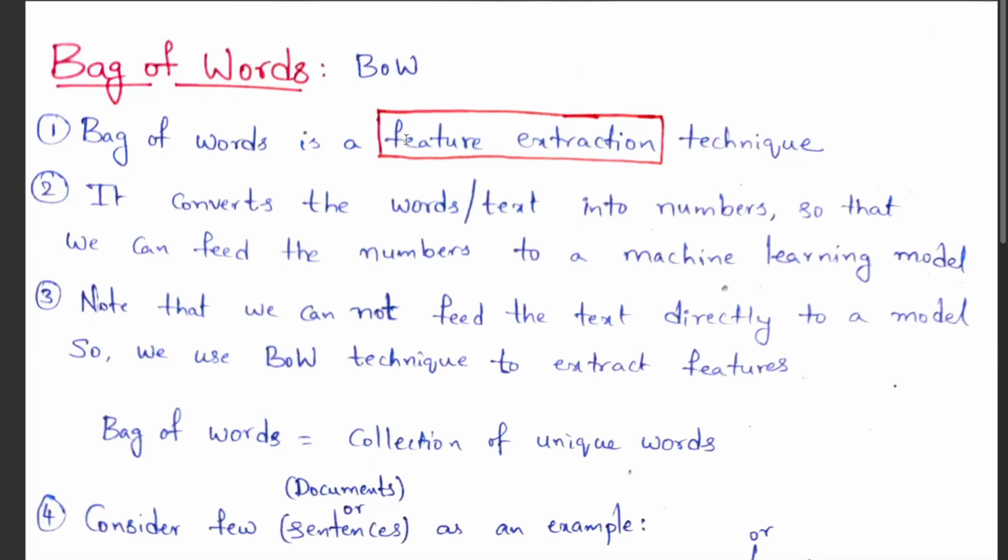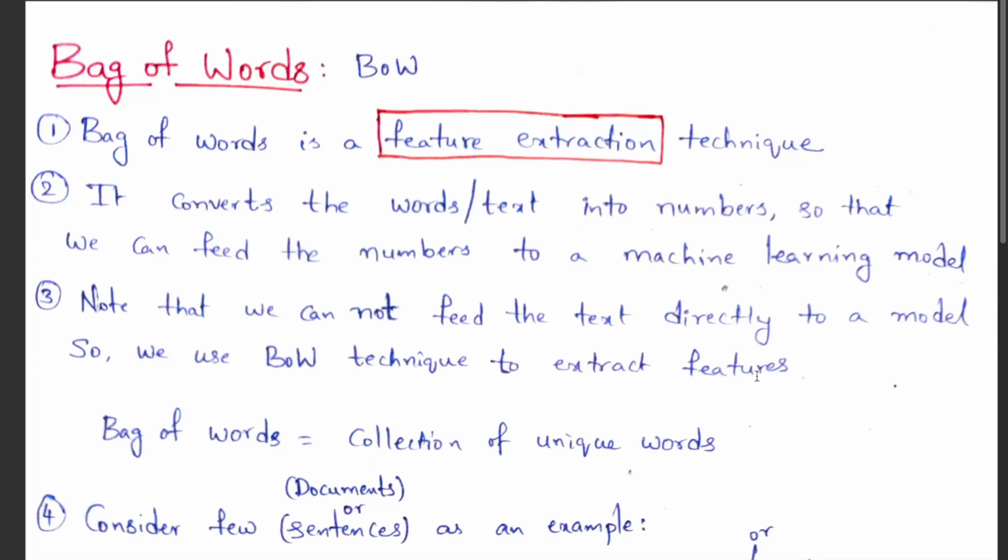Bag of words is a feature extraction technique we use in natural language processing. It converts the words or text in our corpus into numbers so that we can feed the numbers to a machine learning model. Note that we cannot feed the text directly to a model. We need to convert the text into some numerical representation, which is also called extracting the features. So we use this bag of words technique to extract the features so that we convert the text in our corpus into numerical form.